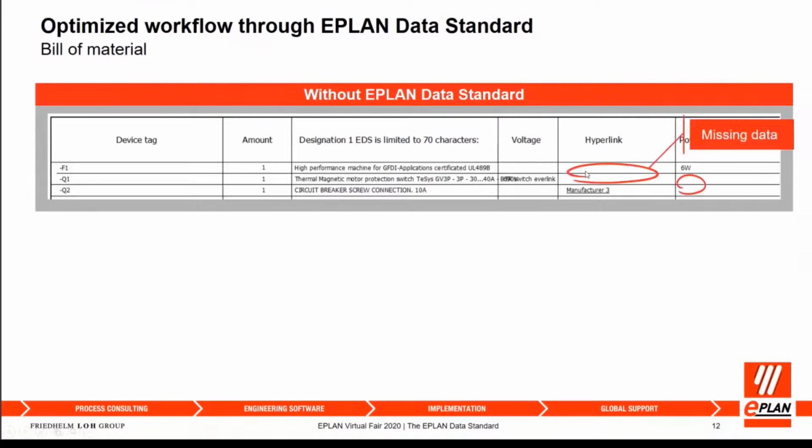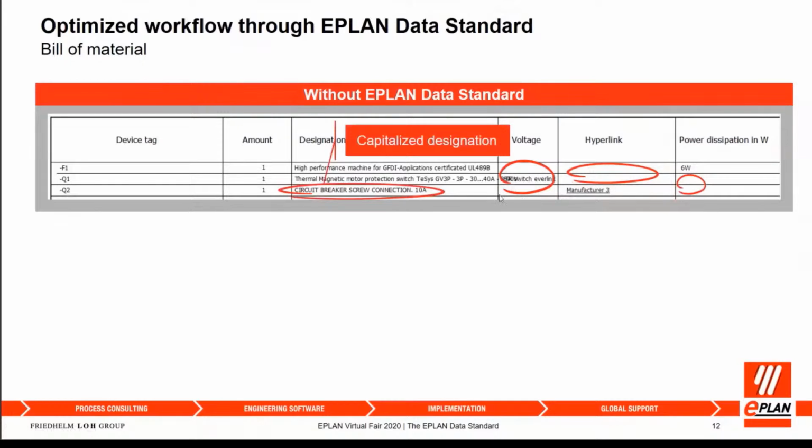So there are missing data. Some parts do not have a hyperlink to a datasheet, for example. There are overlapping texts because the texts are not unified, not standardized. There are capitalized designations, so it's all not in a professional manner. When you want to offer this bill of material, you would not offer it to your customer because it's not a professional way of presenting a bill of material.